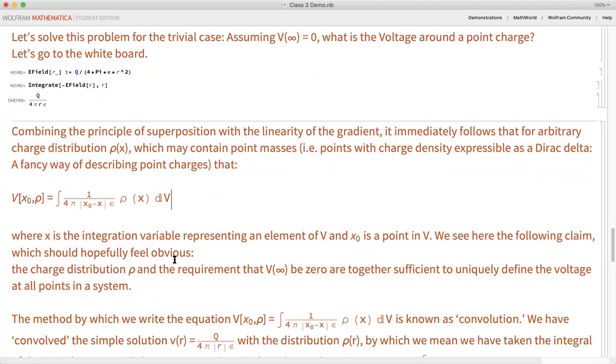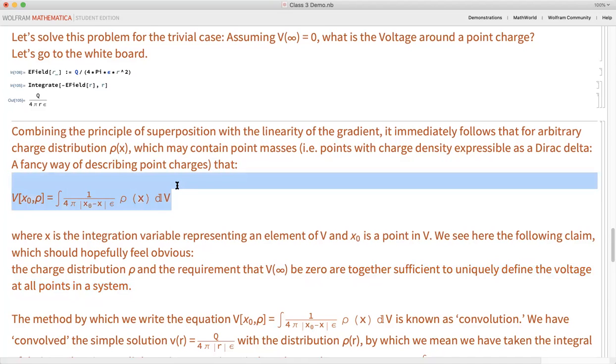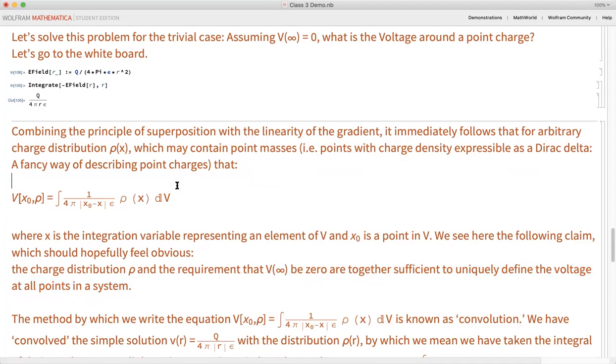So this leads to a pretty obvious claim, and I hope it feels obvious. If you know the charge distribution rho, and we set the requirement that V infinity be 0, that's sufficient to define the voltage everywhere in a system. If you know rho, and you know that V infinity is 0, you have this formula, you can find the voltage everywhere. And of course, that also gives you the electric field everywhere. That's easier said than done. Actually computing this integral, I'm getting a PhD, and I'm learning how to compute this integral in special cases, basically.